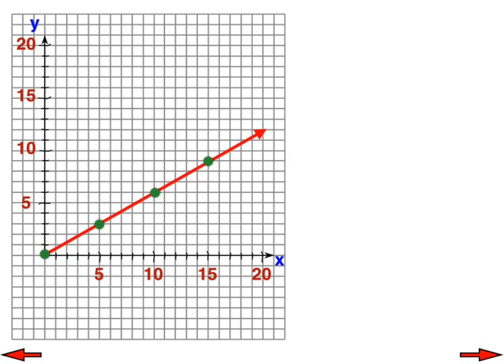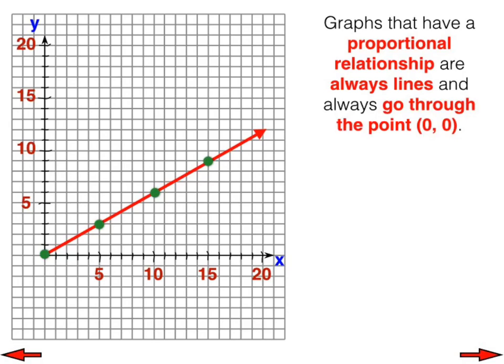Okay? So here's that graph that we had when we were reviewing the plotting of the ordered pairs. And here's where you need to start filling in some things in your notes. Graphs that have a proportional relationship are always lines and always go through the point (0, 0). So I'm going to stop for a second to let people get caught up. Okay, so this graph is in your notes.